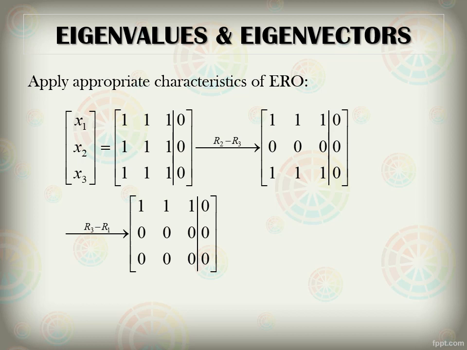Alright, when we perform GEM by applying the ERO, with 2 steps only, we are now reducing our matrix to REF form, where the 2 rows at the bottom are 0 entries. So from here we can come out with our equation x1 plus x2 plus x3 equal to 0, which is the only equation that we have.